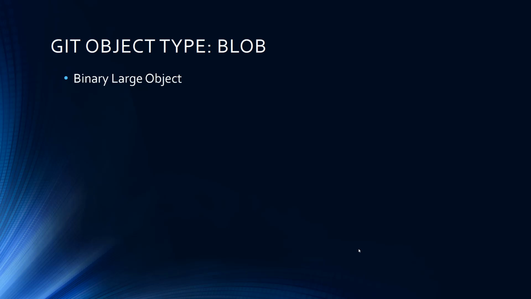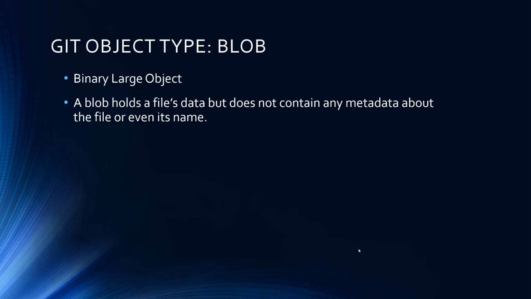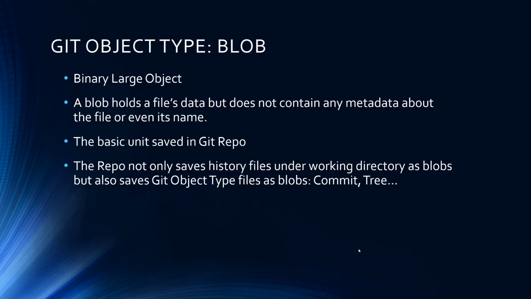A blob is treated as being opaque. A blob holds a file's data but does not contain any metadata about the file or even its name. So blob is the basic unit saved in Git repository. Each version of a file is saved into the repository as a blob. The repository also saves Git object types such as tag, commit, and tree.